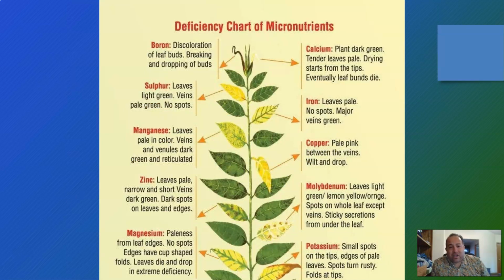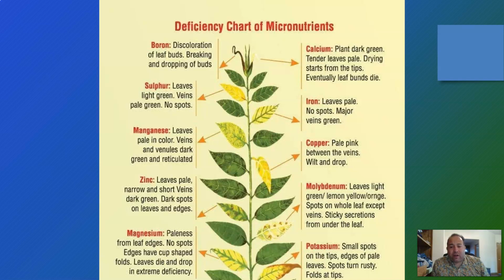So I attached this graphic here because I thought it was important in terms of what leaves on a plant look like, and how we can tell what deficiencies we're looking at. You can see we've got boron, sulfur, manganese, zinc, magnesium, potassium, molybdenum, copper, iron, and calcium. So pay attention to all these different deficiencies. I'd pause it here and really take some notes.